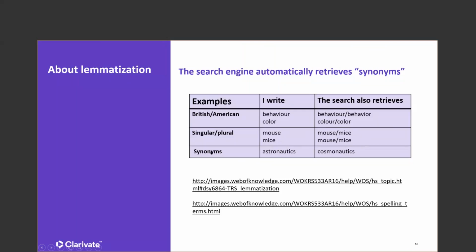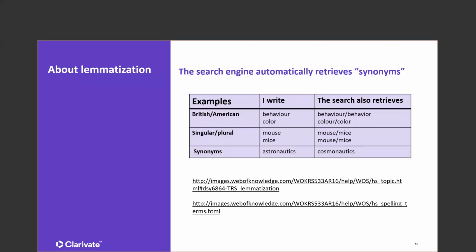But there are other synonyms. There are words that in different places of the world, or because of the history, in the end we're using one or the other, but it's the same. For example, astronauts in the United States and cosmonauts in Russia. It's history. They've always used different words, but it's exactly the same, and they keep using those different words. This type of synonyms is also in the Web of Science.